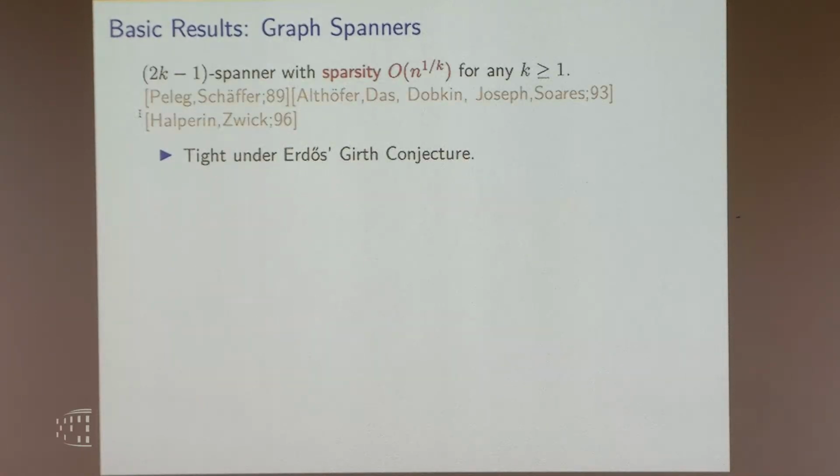In graph spanners, we also have a set of basic results that we know very well. For example, you can get a 2k minus 1 spanner with sparsity n to the 1 over k. Think about a 3-spanner: you get sparsity square root n. For a 5-spanner, you get something like n to the 1/3. And this is tight under the Erdős girth conjecture, so it's also very well studied.